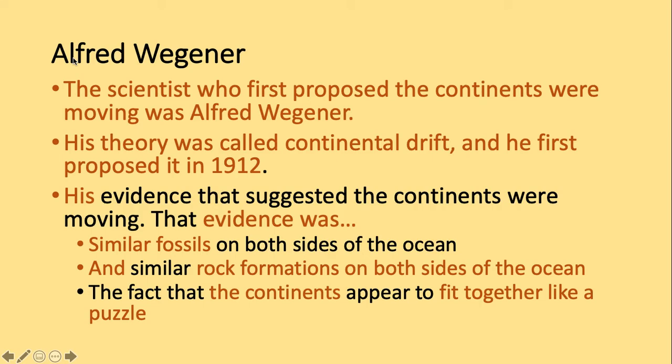Alfred Wegener. The scientist who first proposed that continents were moving was Alfred Wegener. I don't ask you to remember too many scientists' names, but there are a couple in this unit that you need to remember. One of them is Alfred Wegener. His theory was called continental drift, and he first proposed it in 1912. His evidence was similar fossils on both sides of the ocean, similar rock formations on both sides of the ocean, and the fact that the continents appear to fit together like a puzzle.